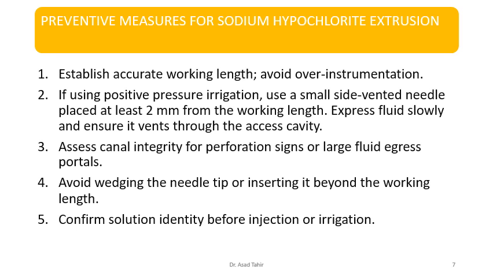If using positive pressure irrigation, use a small side-vented needle placed at least 2 mm from the working length. Express fluid slowly and ensure it vents through the access cavity. Assess canal integrity for perforation signs or large fluid egress portals. Avoid wedging the needle tip or inserting it beyond the working length. Confirm solution identity before injection or irrigation.